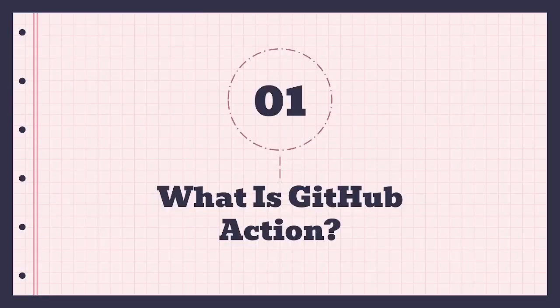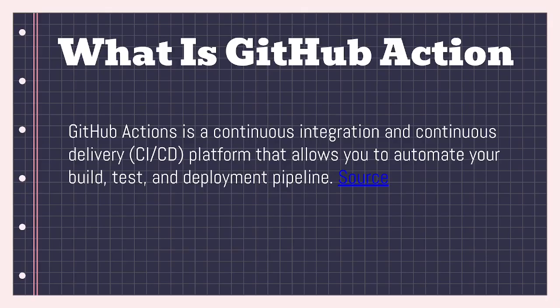Okay, so let's begin with what a GitHub Action is. So GitHub Actions is a continuous integration and continuous delivery, or CI/CD, pipeline platform that allows you to automate your build, test, and deployment pipeline. Okay, so I got this definition, this description, from the GitHub official documentation. So GitHub Actions just allows you to perform CI/CD.